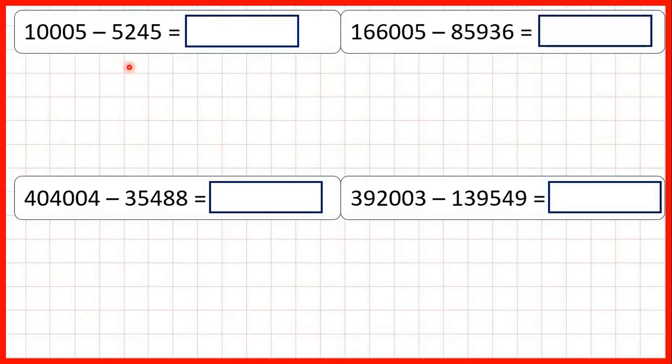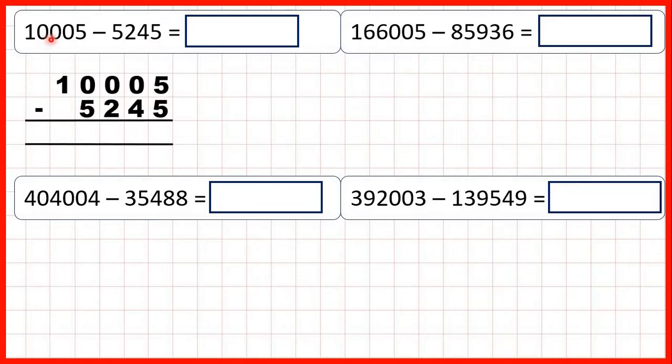Now, we need to subtract using column subtraction, but for these questions, we'll need to exchange across 0. That means when we need to exchange and we go to the left, we'll have a 0, so we'll need to go to the left again and exchange more than once. So first, we have 10,005 minus 5,245. So we've set the question out with our digits lined up on the right-hand side.